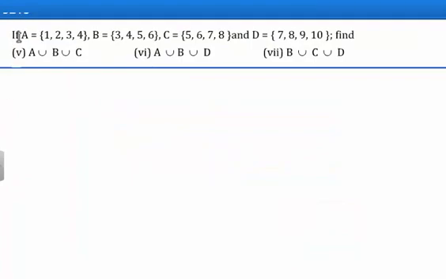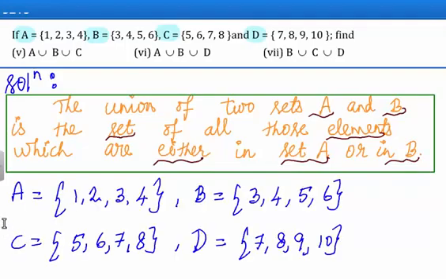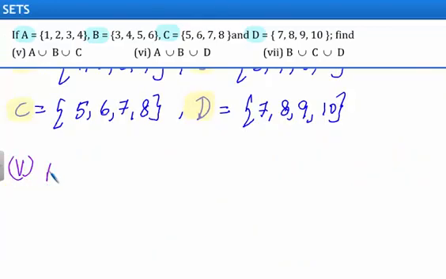In this problem, we are given 4 sets. We need to find the following. Let us begin with the solution. Let us recall the definition of union of two sets. The union of two sets A and B is the set of all those elements which are either in set A or in set B. We are given 4 sets A, B, C and D. First we need to find A union B union C.